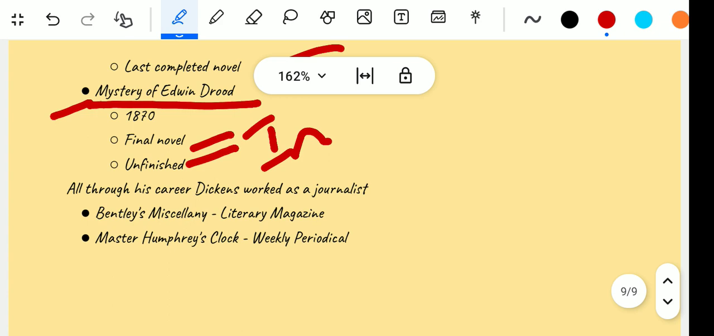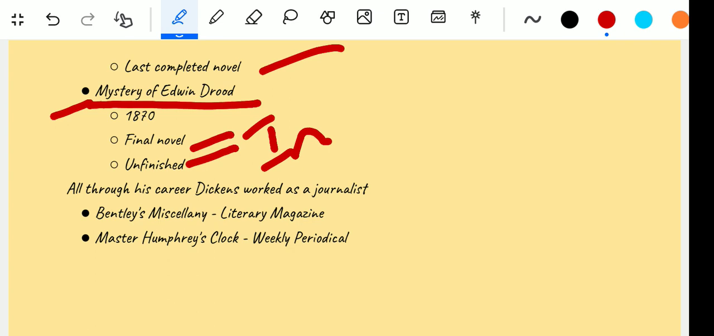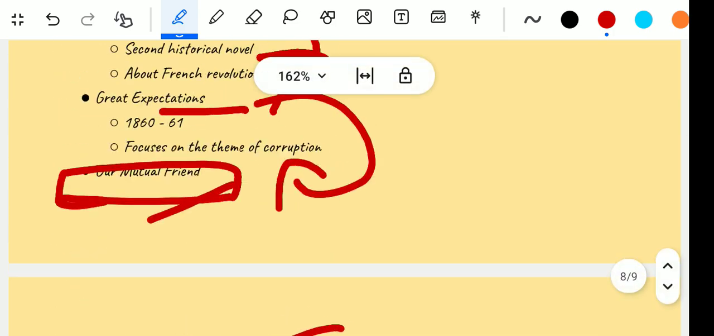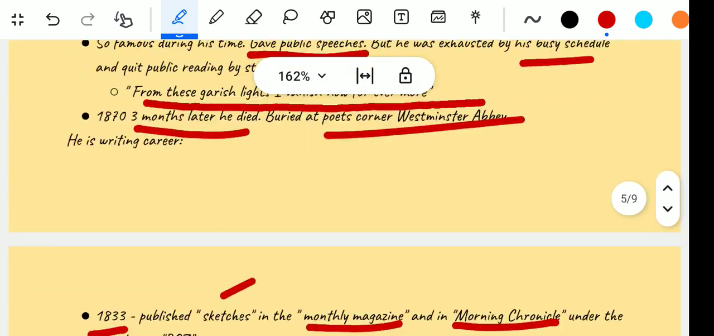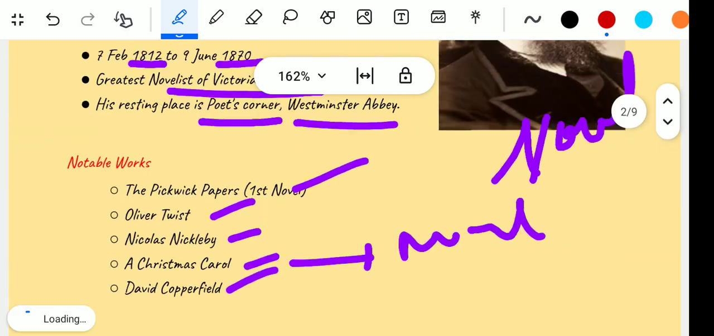Throughout his novel writing, Charles Dickens also contributed to magazines like Bentley's Miscellany and Master Humphrey's Clock. So these are all the important points we have to know about Charles Dickens.